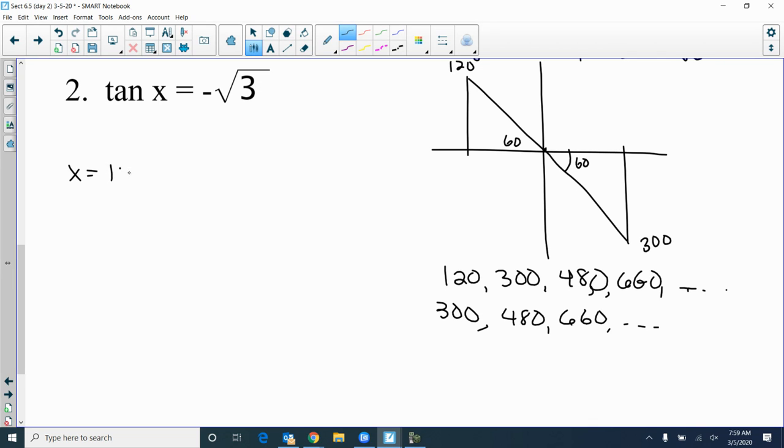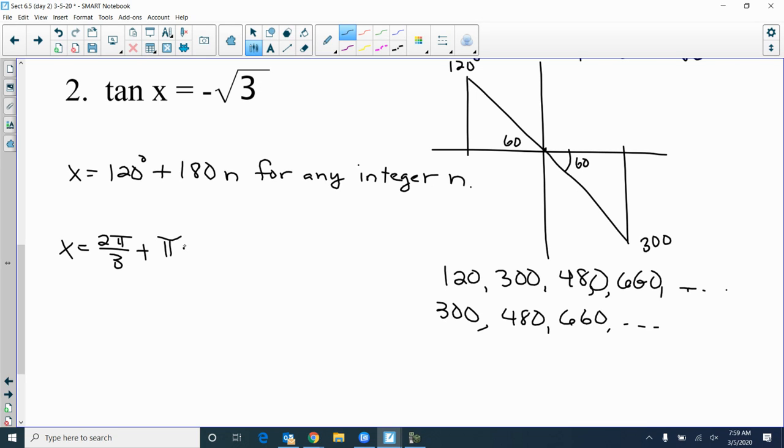So x equals 120 degrees plus 180n for any integer n. Okay. We'll also write it in terms of radians. So 120 is 2 pi over 3. So 2 pi over 3 plus pi n for any integer n.